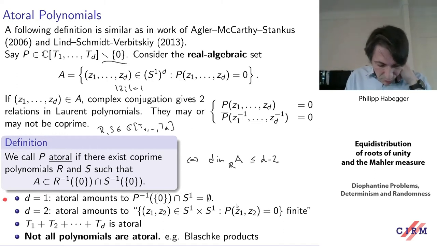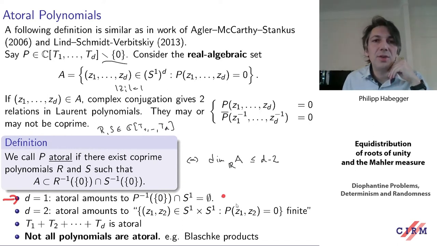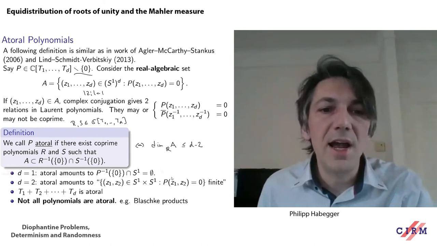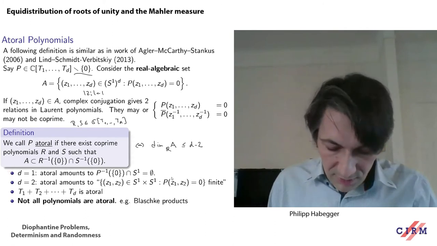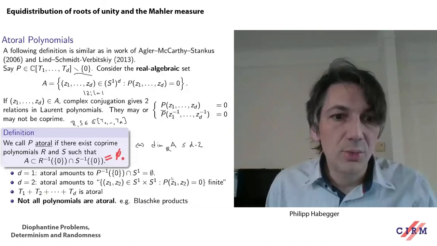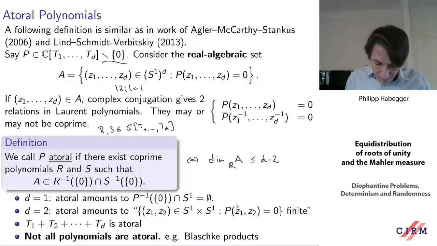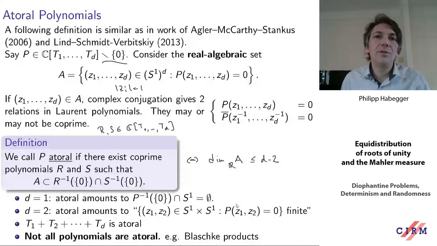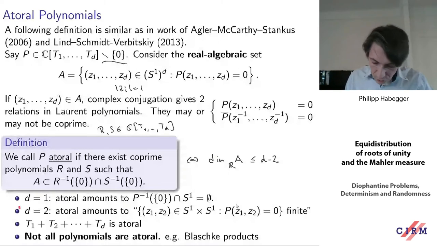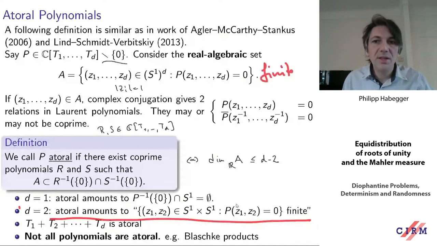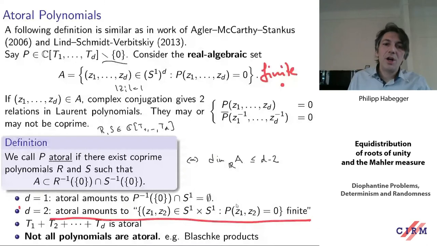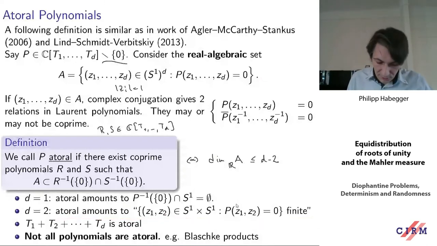So in dimension D equals 1, being atoral just means that the polynomial does not vanish on the unit circle, right? If there are two coprime polynomials in one variable, then they will not have any common roots. And so this set here will be empty in D equals 1. For D equals 2, what is the common set of zeros of two coprime polynomials in two unit variables? That's a finite set. And so for D equals 2, being atoral just means that this set here, A, is finite. That's what it means for D equals 2, right? And for larger D, it's not so straightforward how to formulate that.